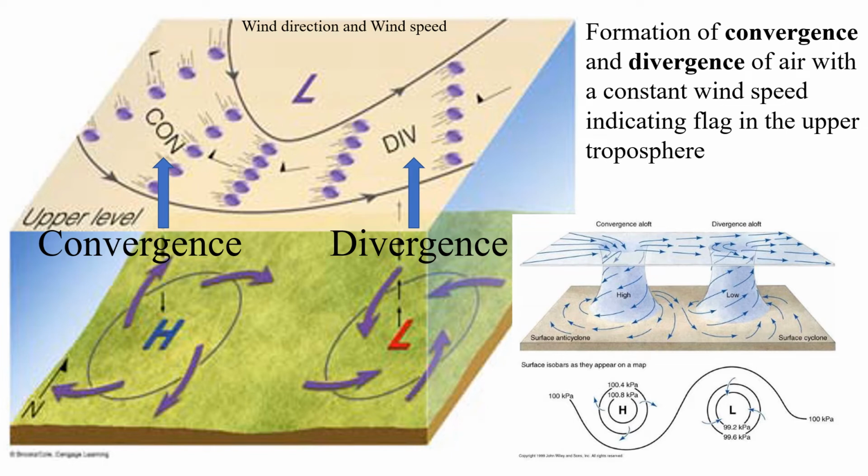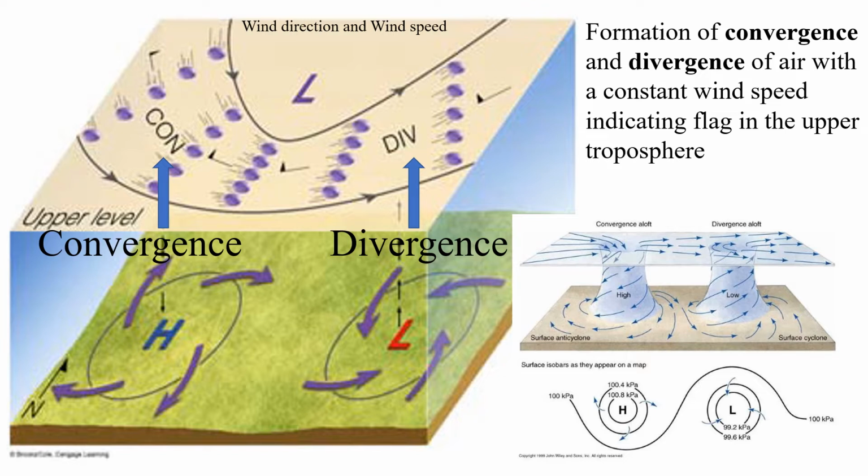Let's take a closer look at convergent and divergent situations. We know that convergence is the pile-up of air above any region, while divergence is the opposite, that is, the spreading out of air above some region. Convergence and divergence of air may result from changes in wind direction and changes in wind speed.